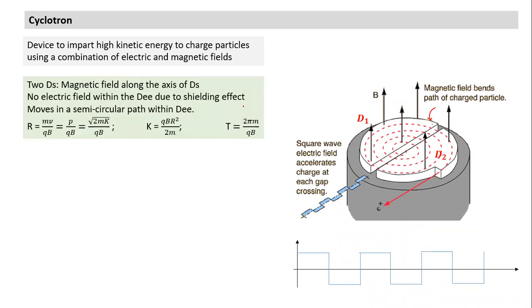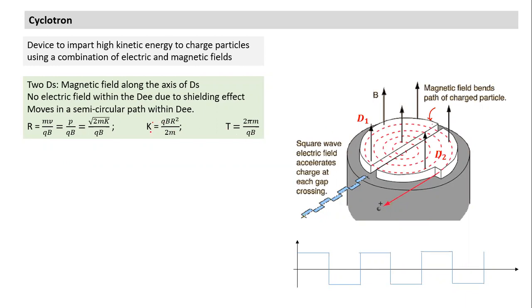So there are 2 D's, with a magnetic field along the axis of the D's. No electric field inside the D due to the shielding effect, and within the D it will move in a semicircular path. What would the radius be? The radius is given by the formula we discussed. Depending on the radius, we can relate the kinetic energy to the radius. The particles which have higher kinetic energy will have a higher radius, so if energy increases, it will move in a larger radius.